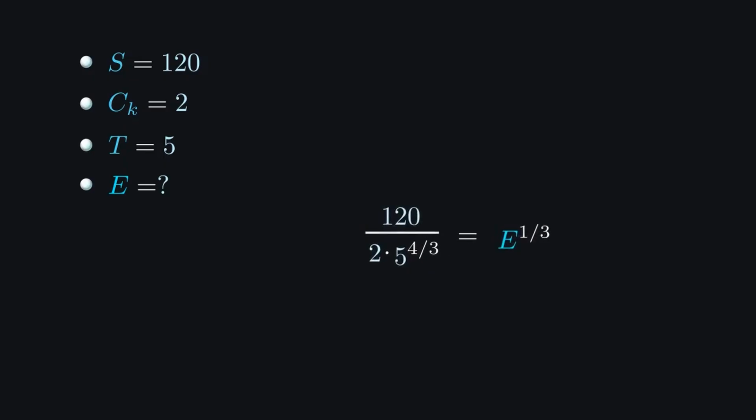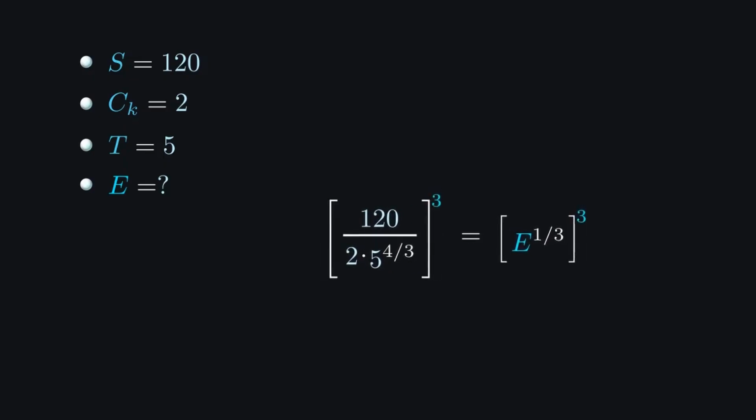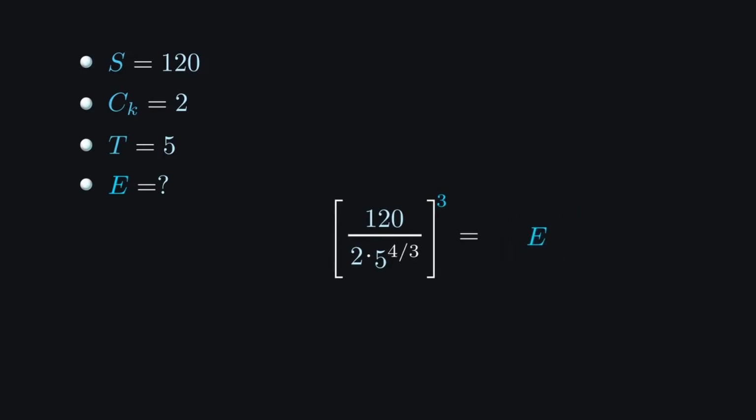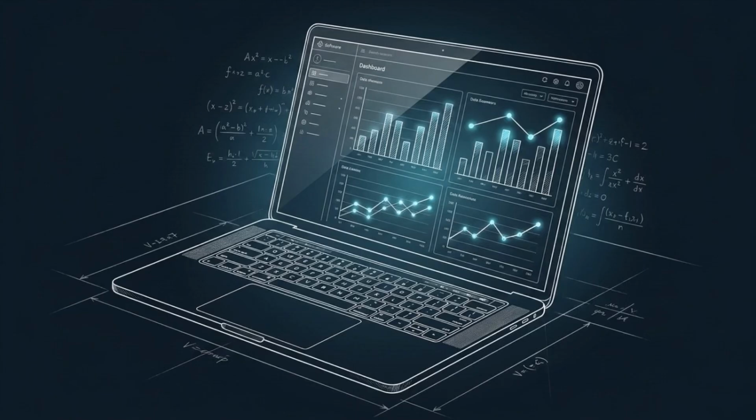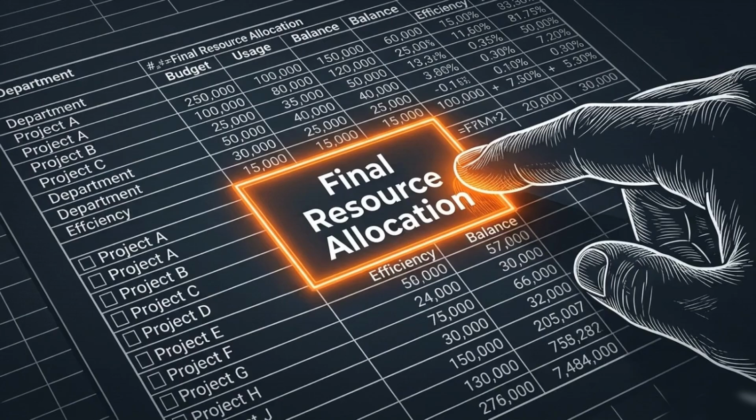To solve for effort, E, we isolate it by moving the variables to the other side, then cube both sides for our estimate. While professional software handles these calculations today, understanding the algebraic relationship between these variables is necessary for interpreting the model's outputs. Using this derivation allows managers to move from subjective estimates to deriving realistic, data-backed operational targets.